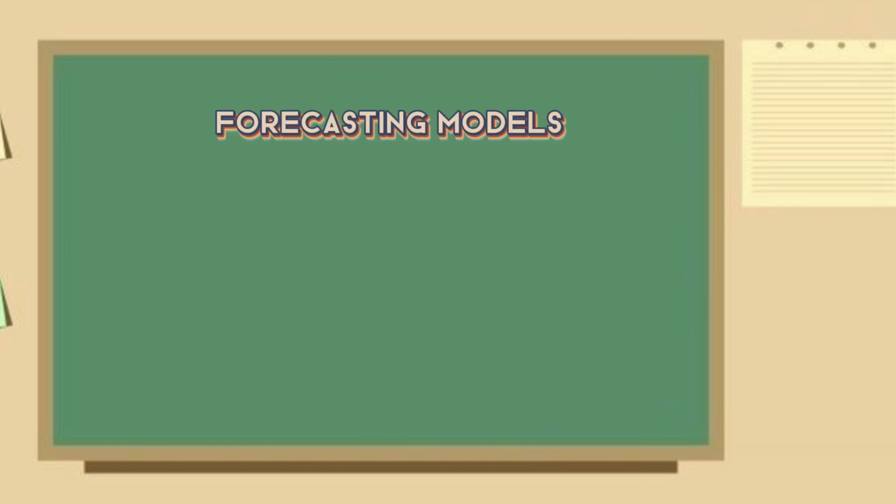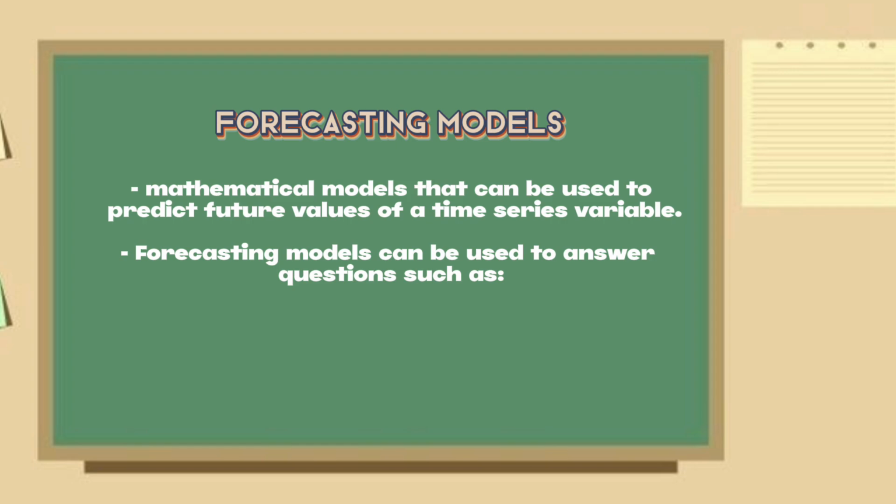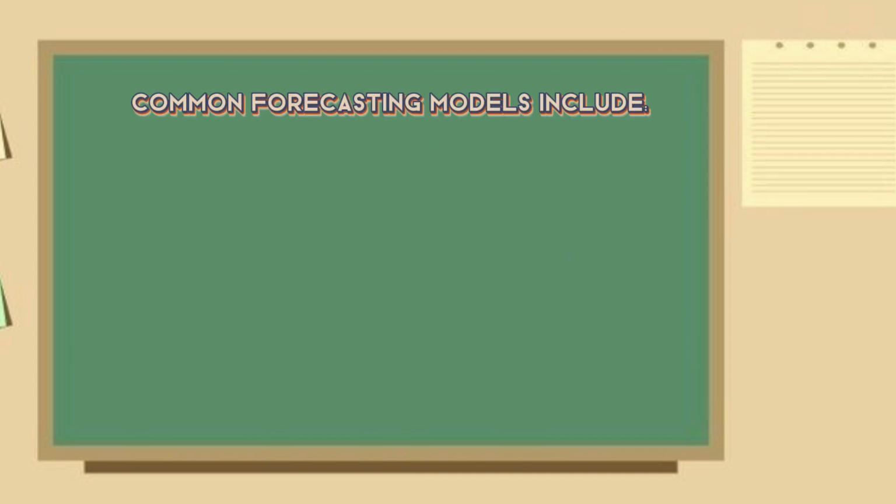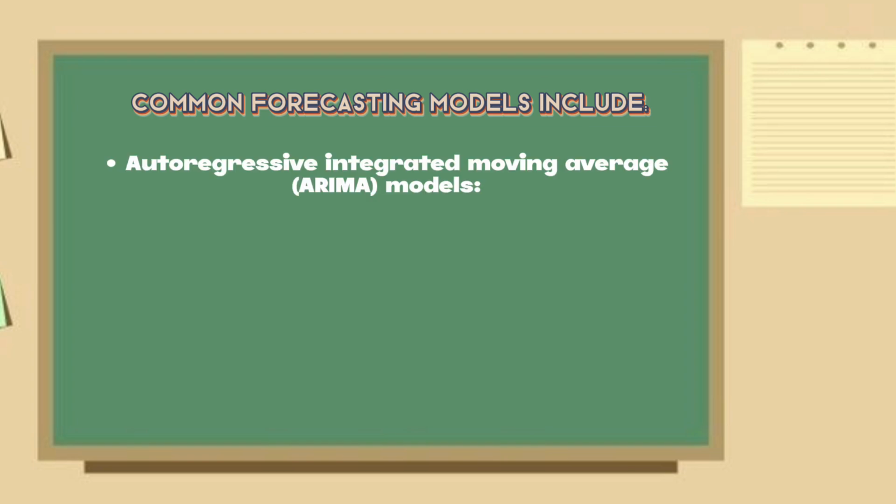Forecasting models. Forecasting models are mathematical models that can be used to predict future values of a time series variable. Forecasting models can be used to answer questions such as what are the expected sales for the next quarter? How will the stock market perform in the next year? Common forecasting models include autoregressive integrated moving average, or ARIMA models, exponential smoothing, and Prophet.